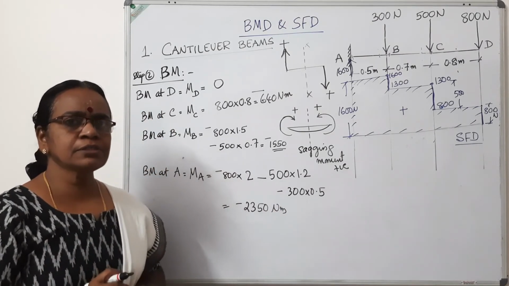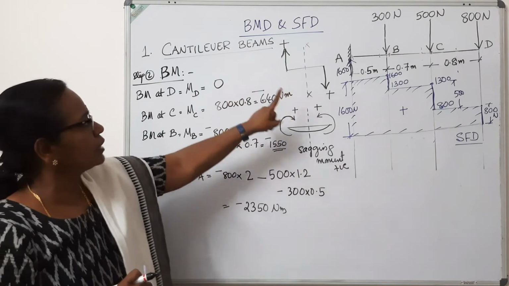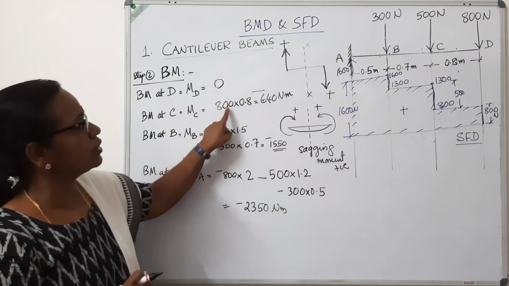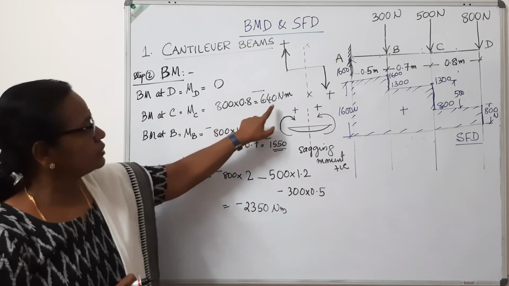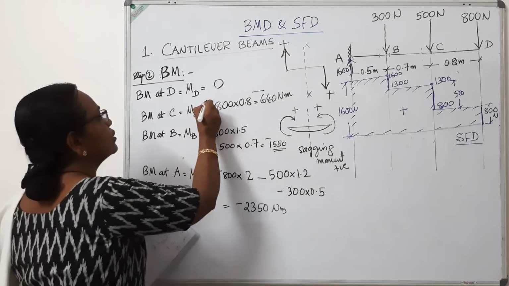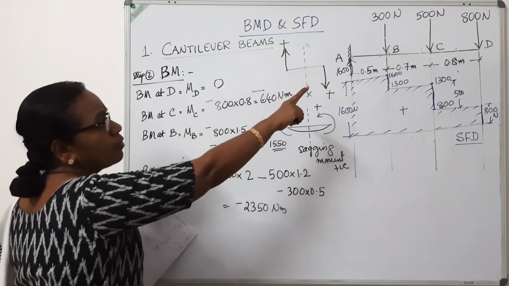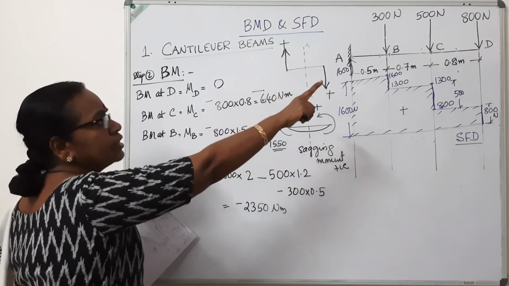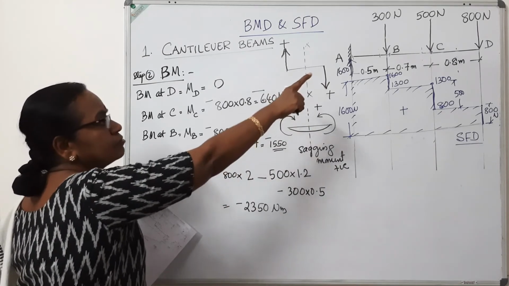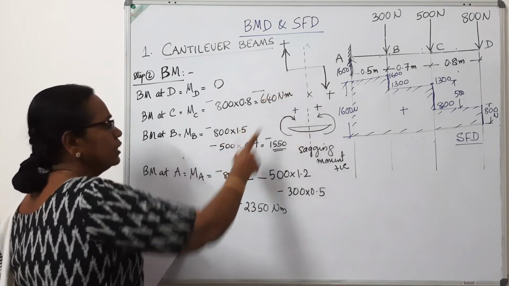Bending moment calculation is load into distance. At the free end, the moment is 0. MC is equal to 800 into 0.8. It is negative because it is clockwise moment. So minus 800 into 0.8. At the point B, 800 into the distance 1.5, 500 into 0.7. Similarly at point A.